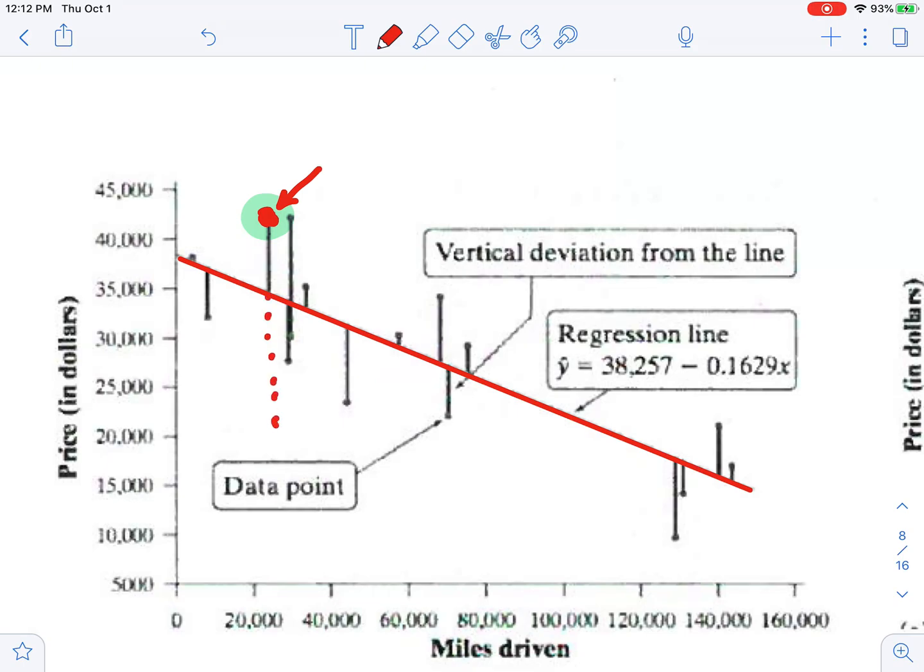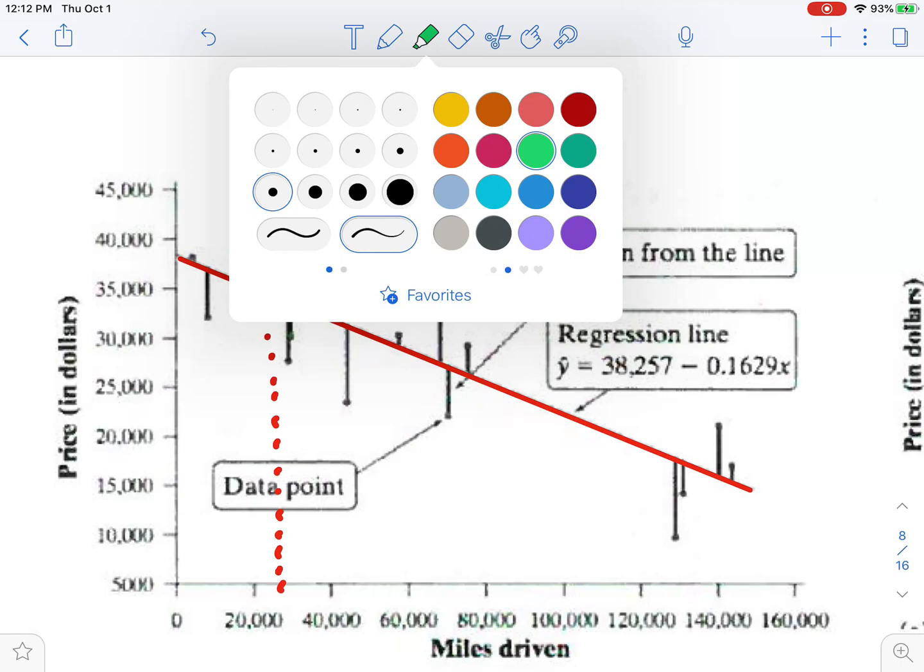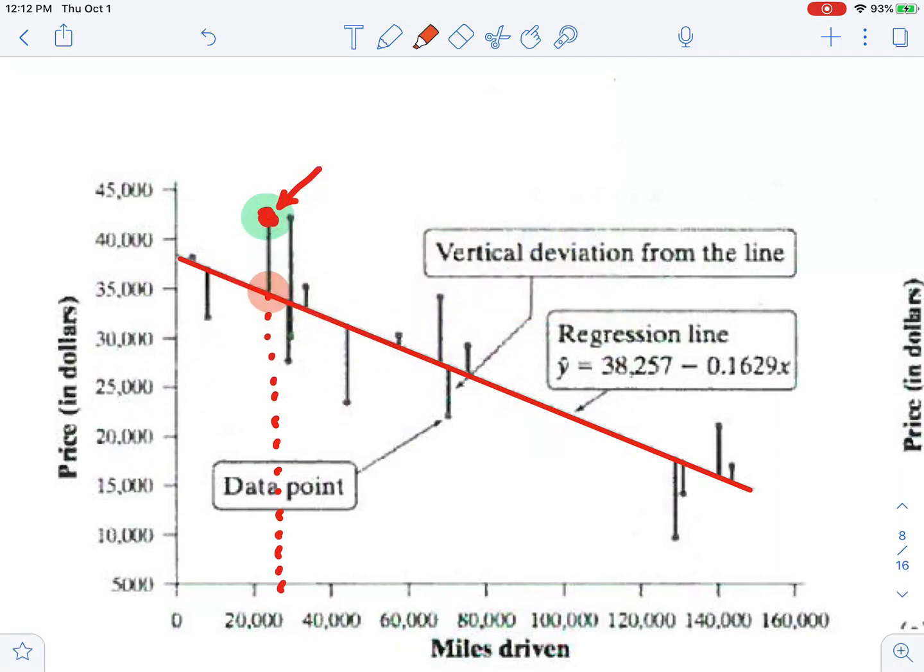I don't know the exact cost here. That's about 25-ish, somewhere in there. My line wasn't perfectly straight, but whatever that miles driven is, here in orange, kind of orange, that price, about $35,000, is what we would predict.